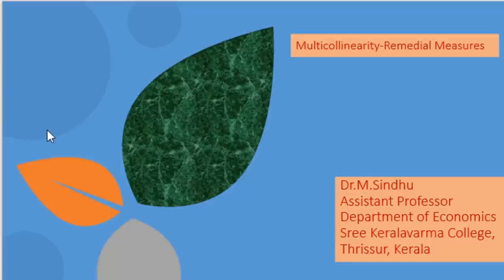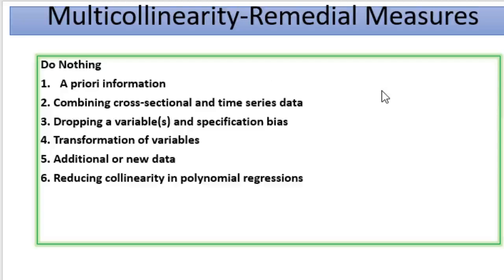In this section, we are going to discuss the remedial measures of multicollinearity, how we can check and how we can solve the problems of multicollinearity. First one is that do nothing.